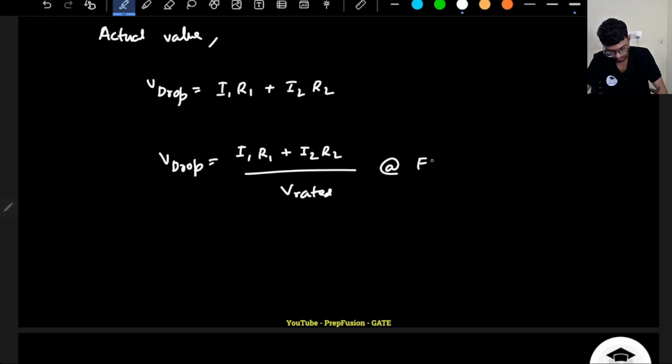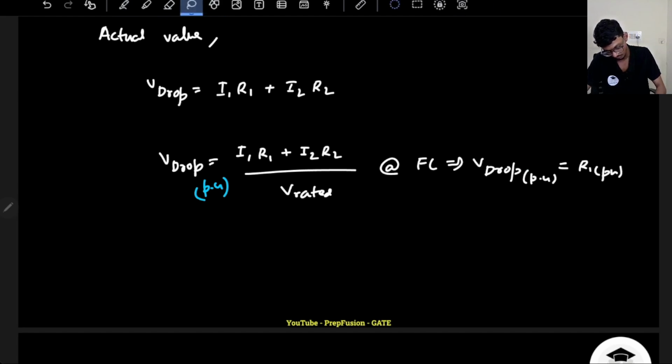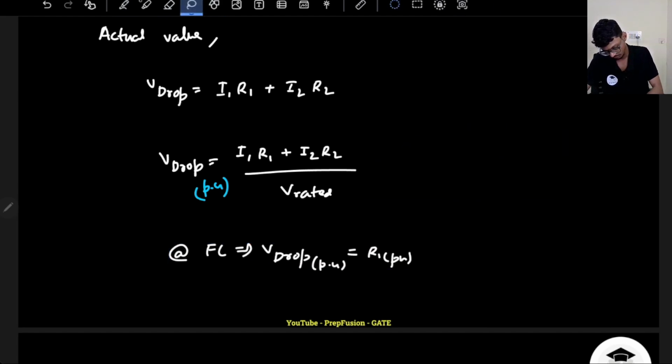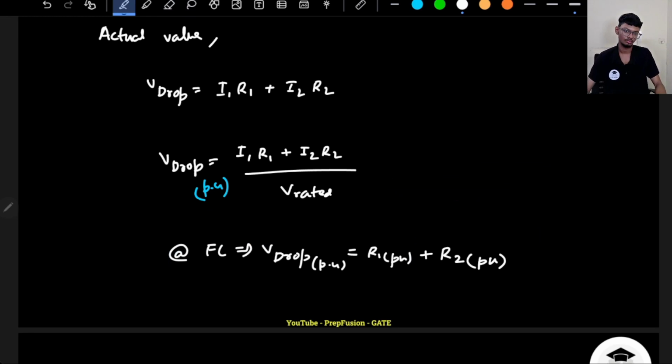At full load, this equation comes out to be, because I1 will be I1 rated. So basically what happens, this becomes V drop PU. This is per unit value. V drop PU will be equals to R1 PU plus R2 PU. Okay, so this will be my answer basically.